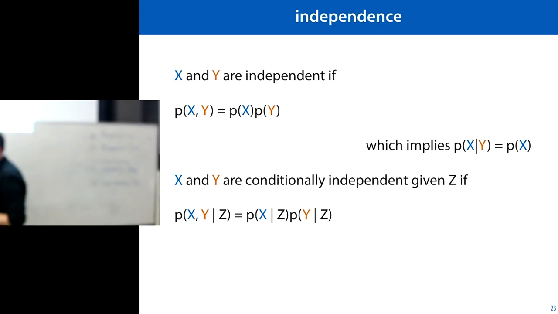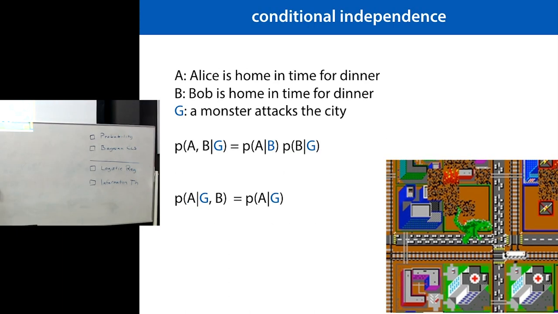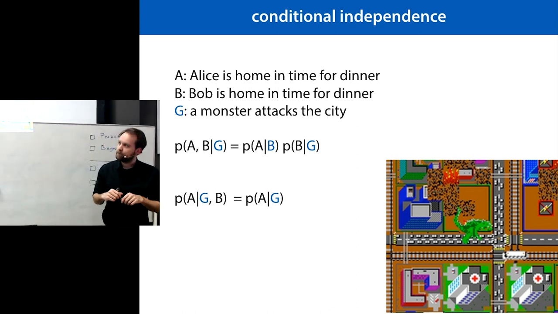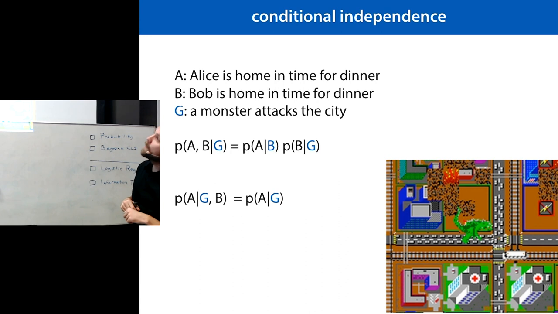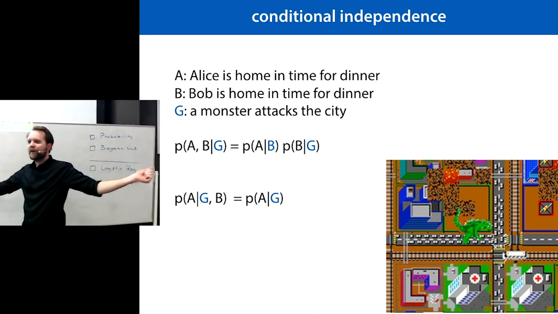This is a bit abstract, so let me give you an example. Let's say we have two people who both live in a city, Alice and Bob, and they live very far apart.